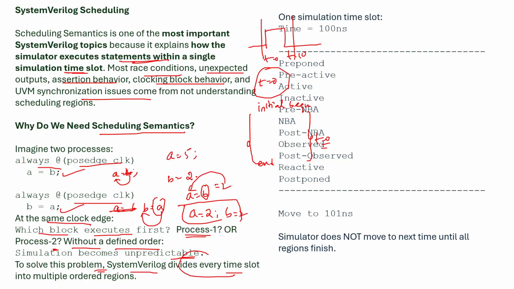Then how are they accommodated? That is the problem. Based on that, we are simulating the different time slots. So we have different values here, in different regions. All the things will be executed in different regions. The simulator does not move to the next time until all regions finish. If you finish all the regions, then only the simulator moves to the next time. Okay, understood, right?